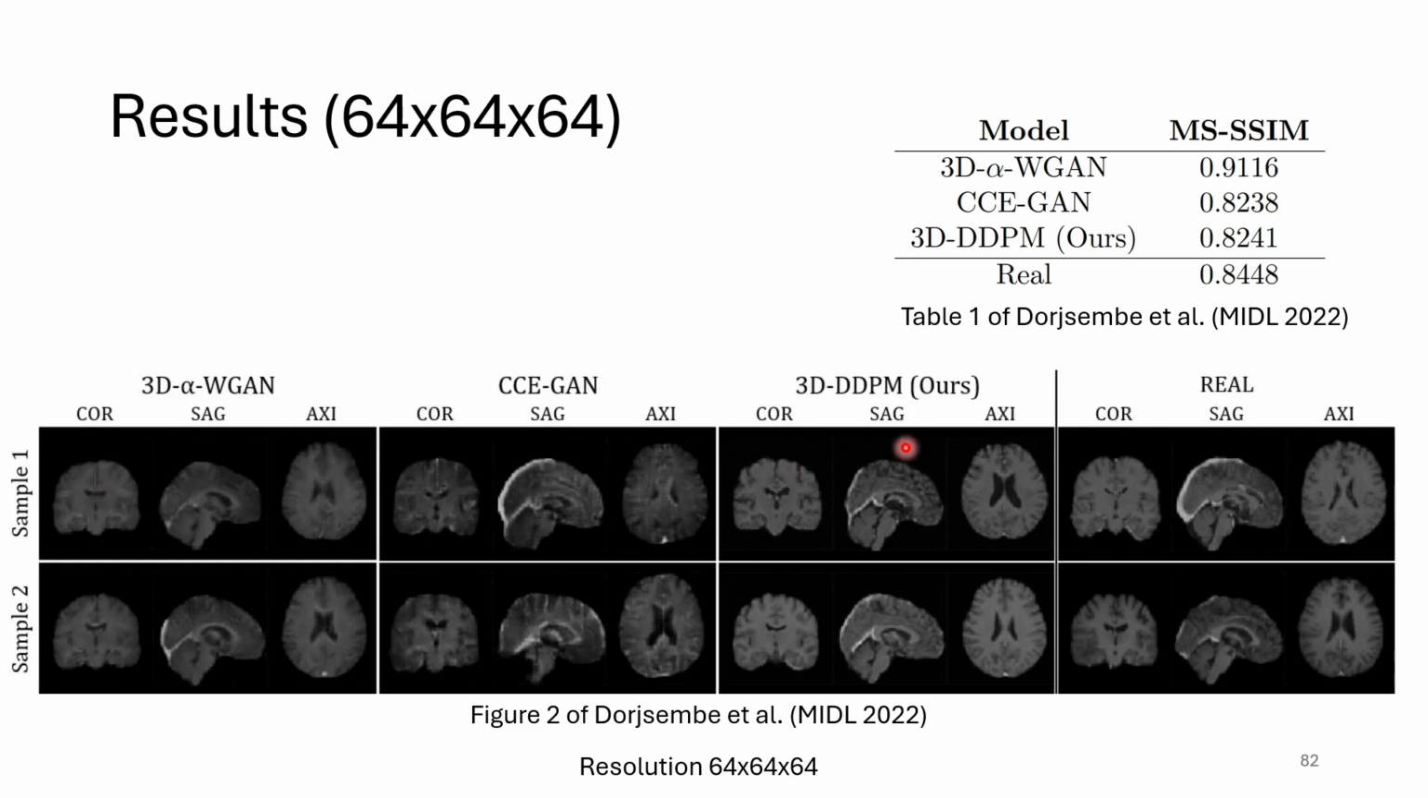They compared their 3D DDPM against the two GANs, CCE-GAN and 3D Alpha-WGAN. So from these images, which is better? This is a real one. Sorry, because I'm not a medicine specialist. Can you tell me how to read these images?